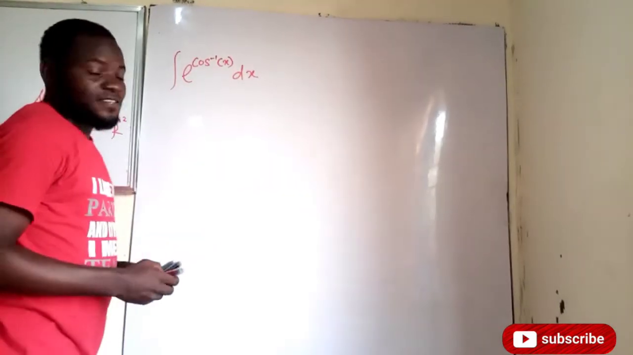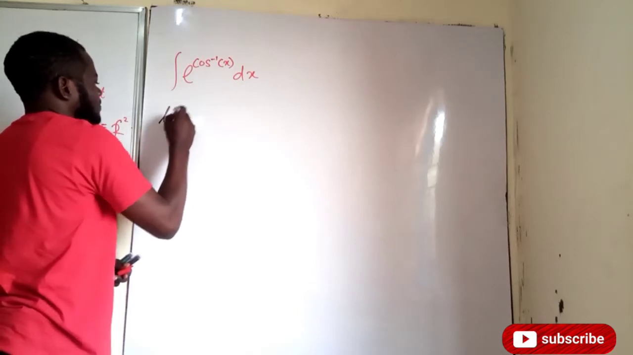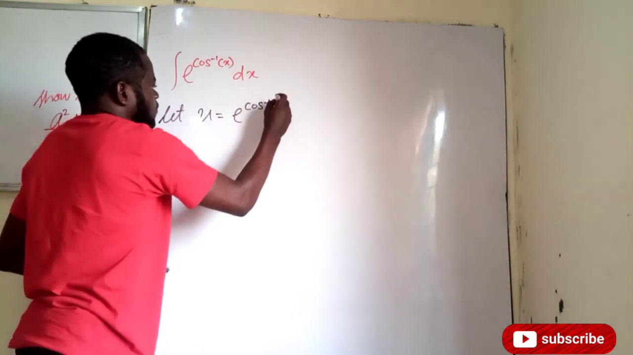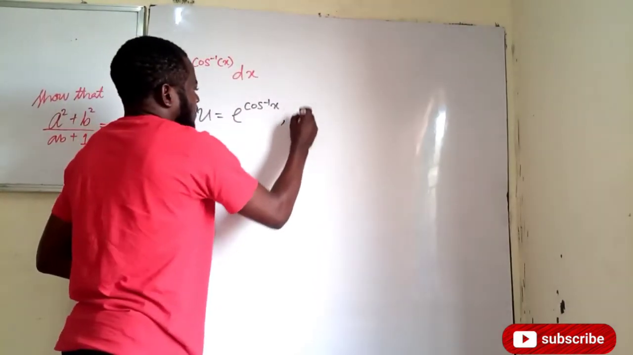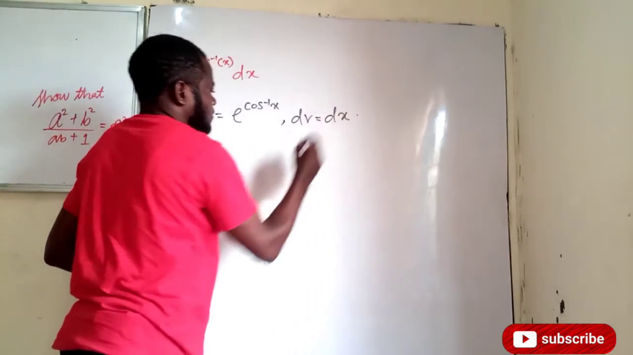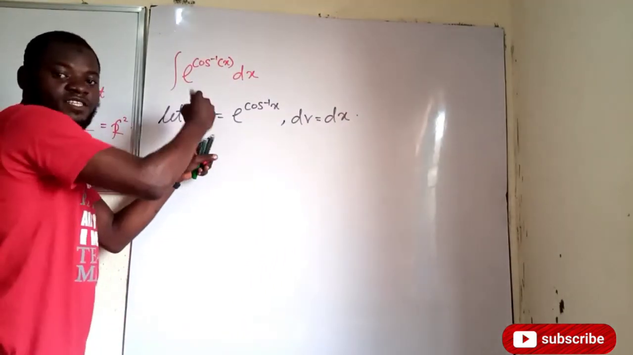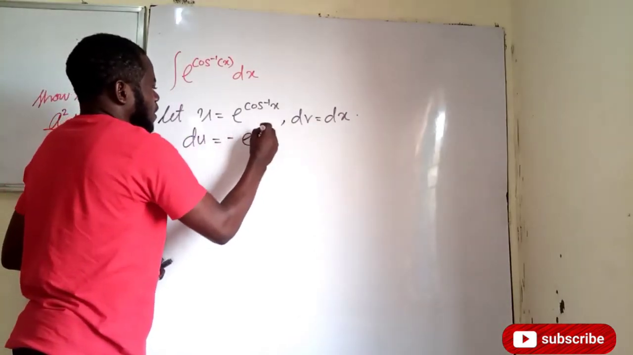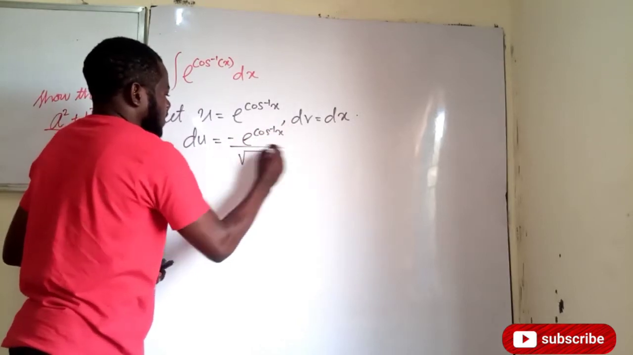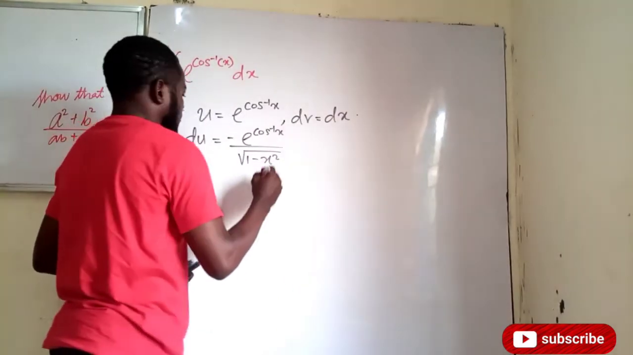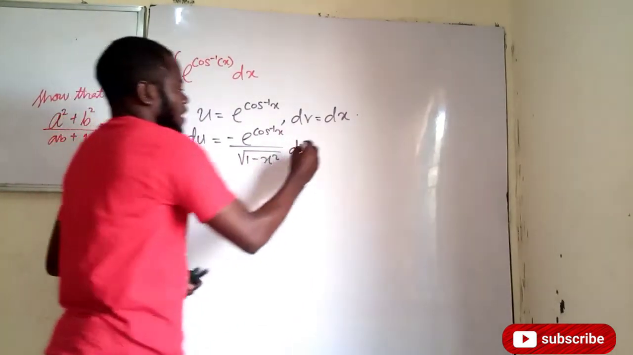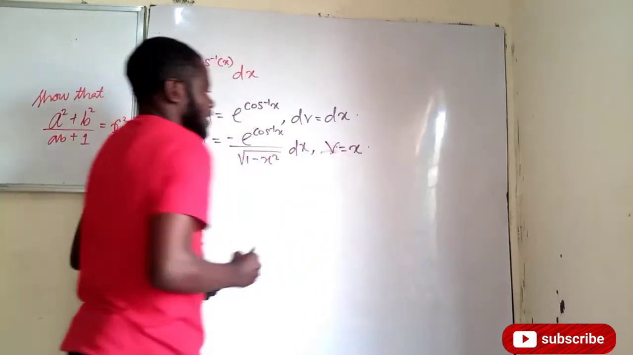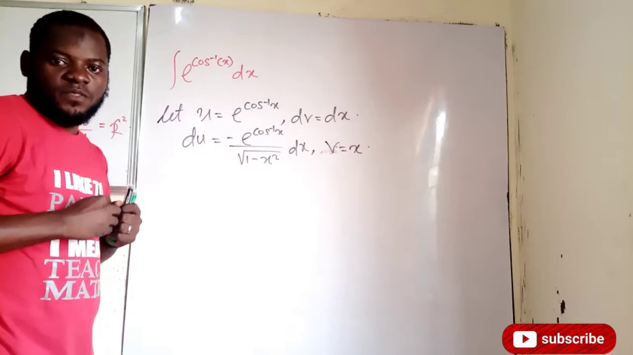Using the integral by parts first before the u substitution, I'll say let u equal e to the power of arc cos of x, and I have that dv is equal to dx, like this. So I will differentiate this. I will have du equal negative e to the power of arc cos of x divided by the square root of 1 minus x squared dx, like this. And when I integrate this, I will have that v equals what? x, like that.